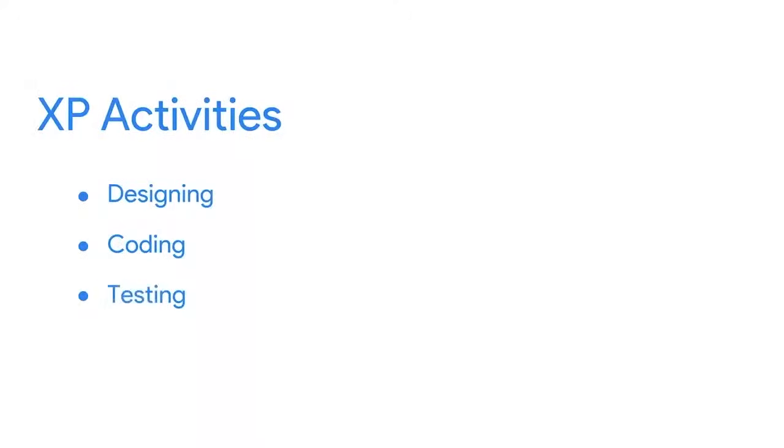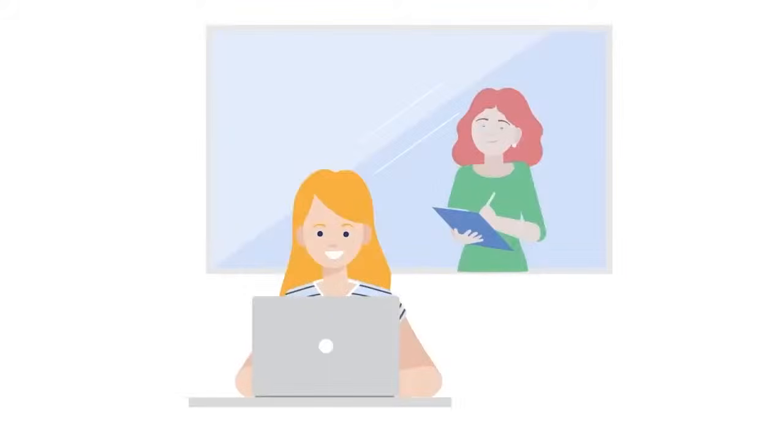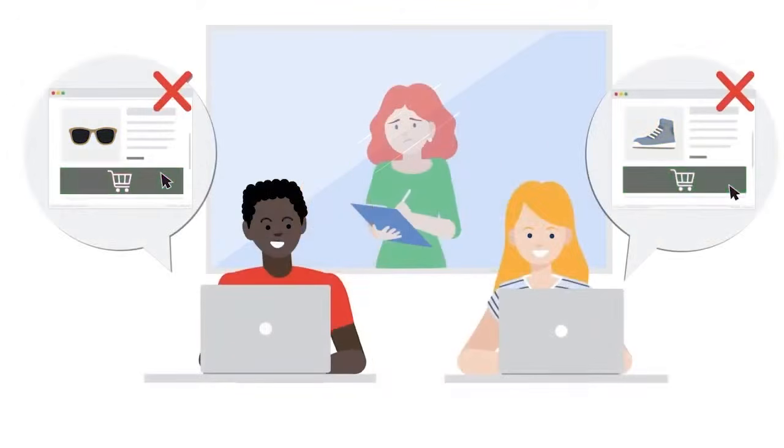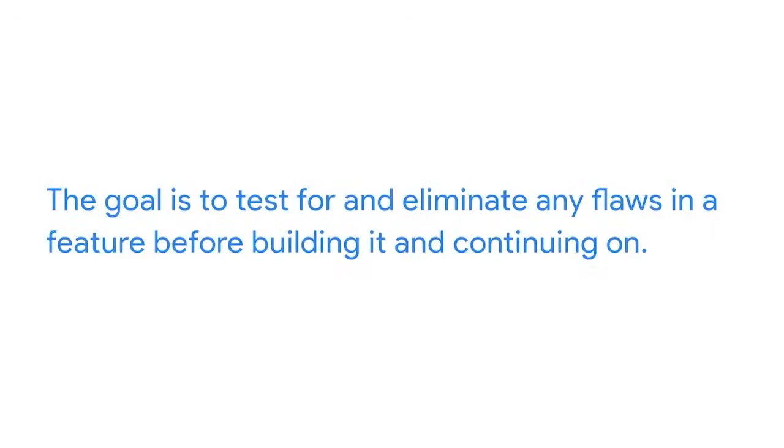In non-software environments, code would be similar to writing clear and concise processes or instructions for how to build or use your product. Testing, like I described earlier, means checking the product for flaws so they don't end up in the final product. In XP, more is better, so if a little bit of testing can eliminate a few flaws, lots of testing will eliminate even more. The goal is to test for and eliminate any flaws in a feature before building it and continuing on. Testing also means checking to make sure the product features meet the customer's requirements.